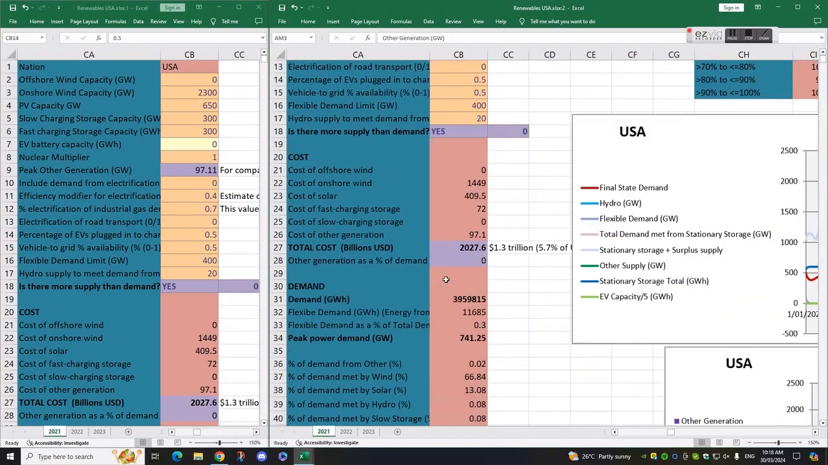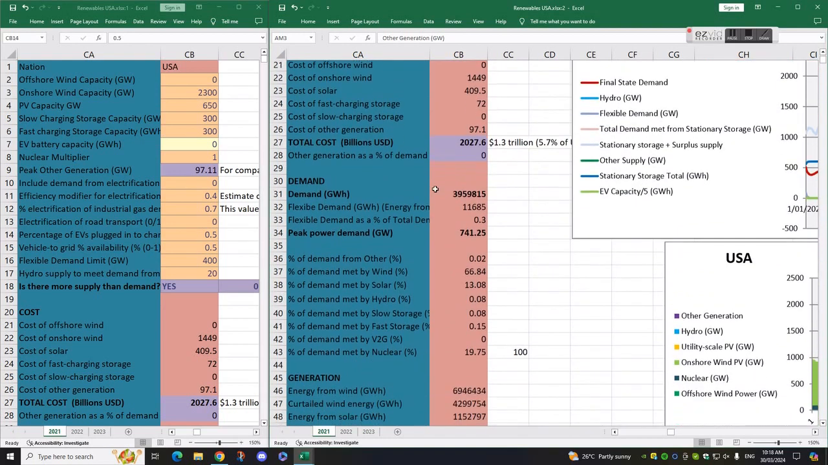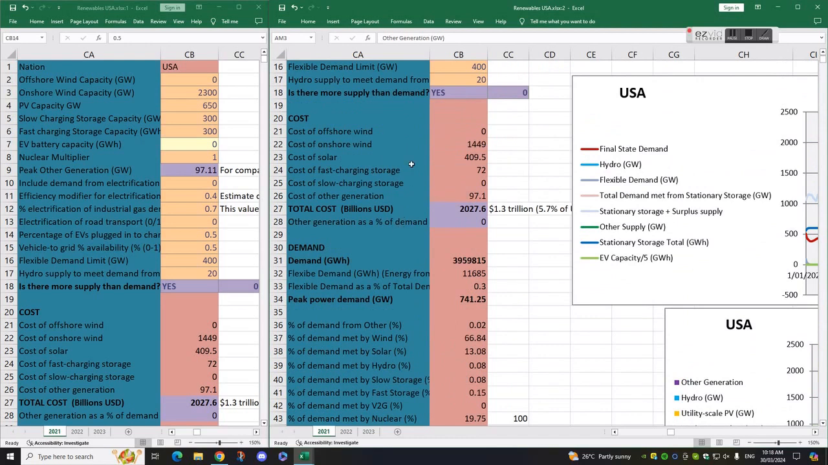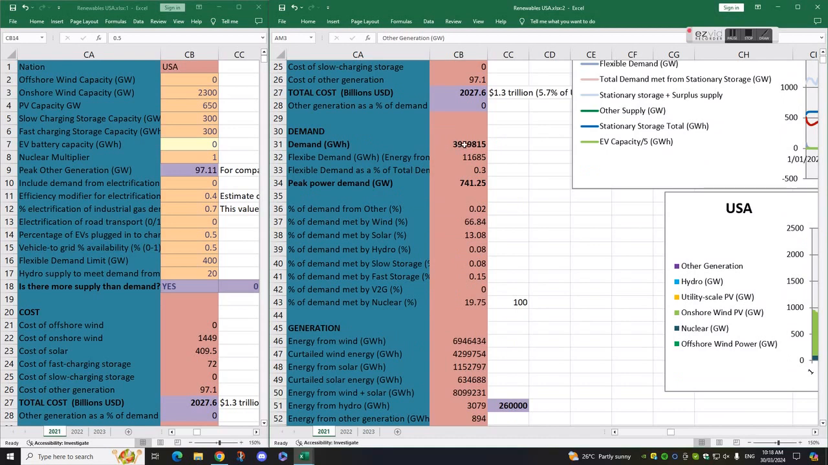So outputs are all these sections below here. It has, first of all, costs, which are just estimates. I'll explain more of that in a future video. It has demand, total demand. So currently total demand in 2021 was about 3.96 million gigawatt hours of electricity.